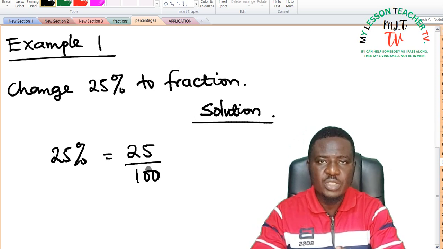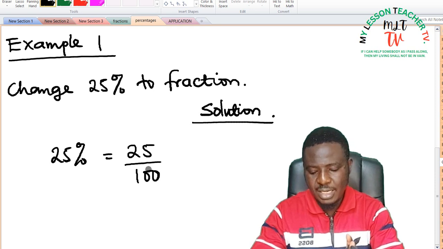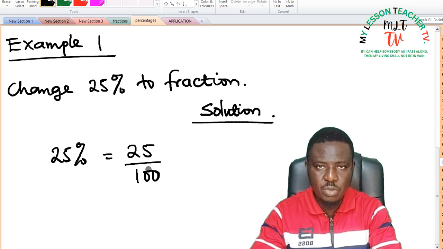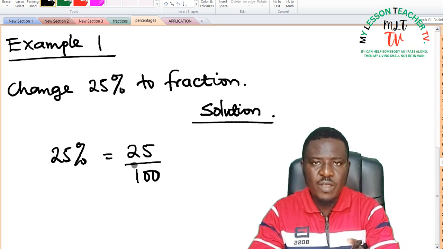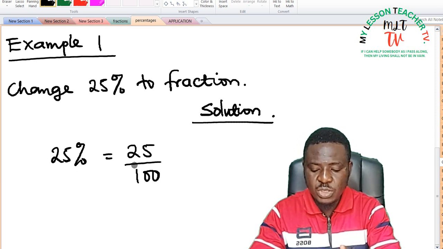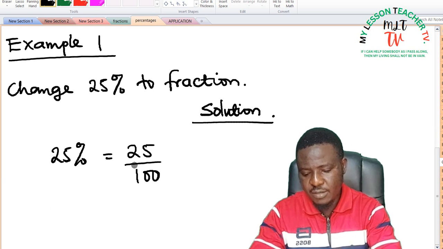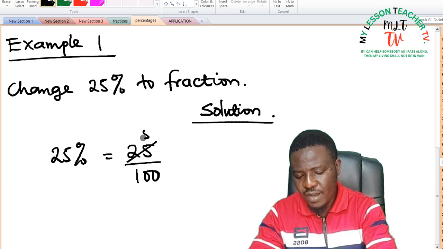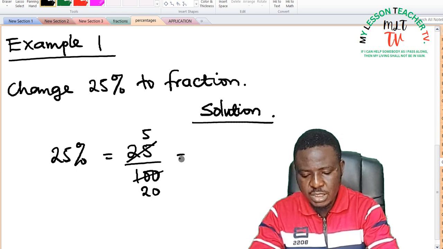It is advisable that when solving mathematics, you always leave your answers in the simplest expression. So I'm going to look for a factor that can divide 25 and 100, and 5 is the least factor. So 5 into 25 is 5. 5 into 100 is 20. This is equal to 5 divided by 20.